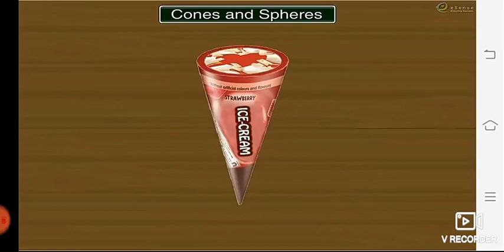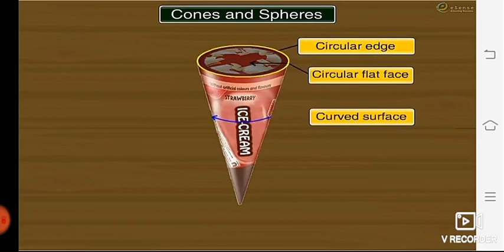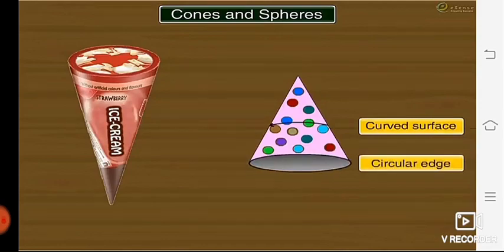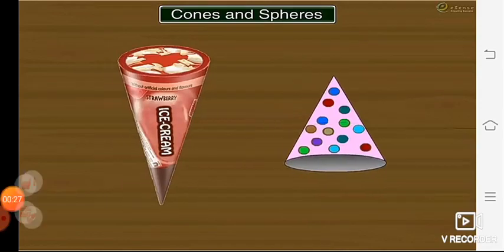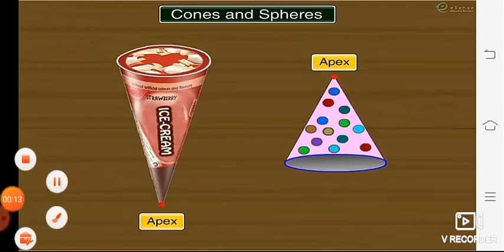A cone that is closed by a flat disc has one curved surface, one circular flat face and one circular edge. An open cone has a curved surface and a circular edge but no flat face. So now tell how many vertices do they have? The tip of the cone is called its apex. Thus, this is the one vertex of the cone.